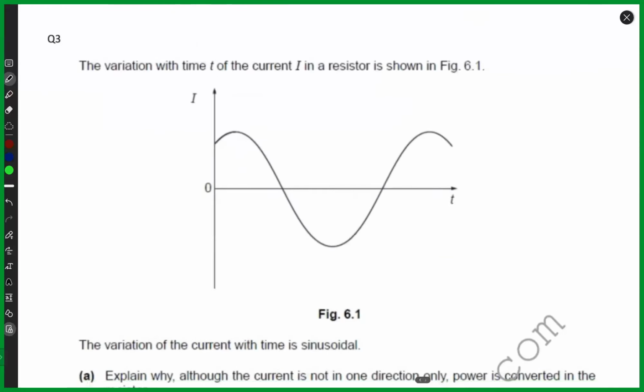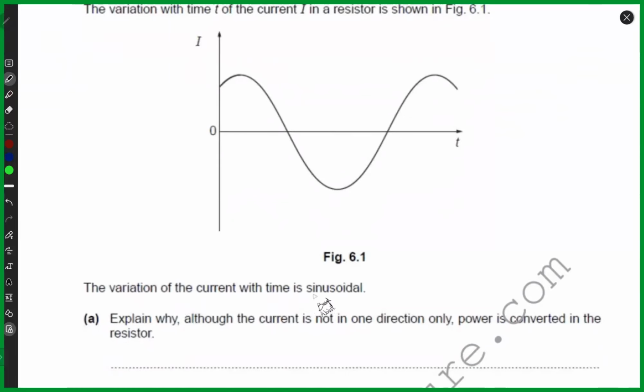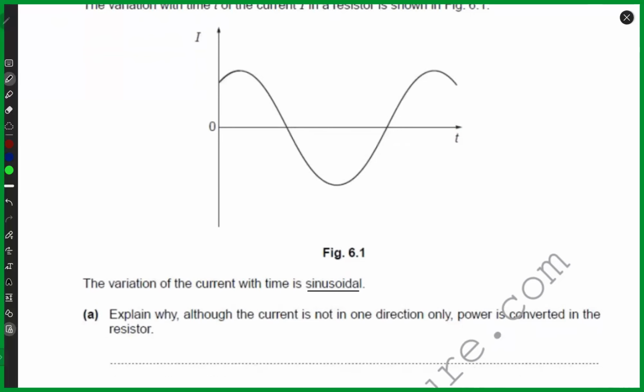Okay. Next, the variation with time t of the current I in the resistor is shown. Again, we can see from the graph that this current is the alternating current. The variation of the current with time is sinusoidal. I don't know how you pronounce that, but it just means that it's a sine or cos wave. Explain why, although the current is not in one direction only, power is converted in the resistor.